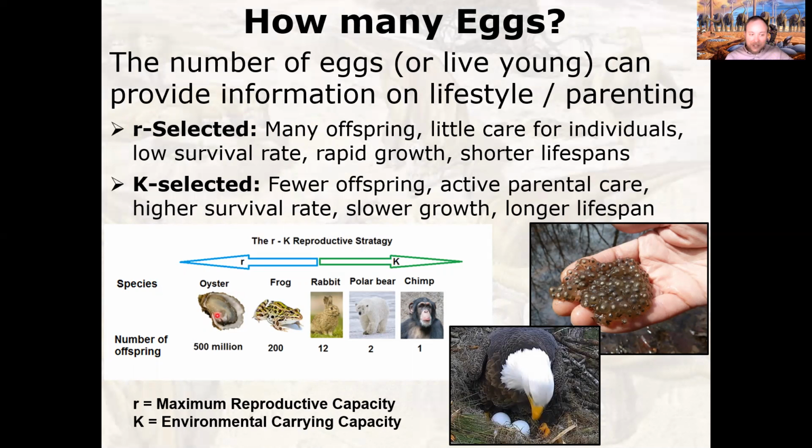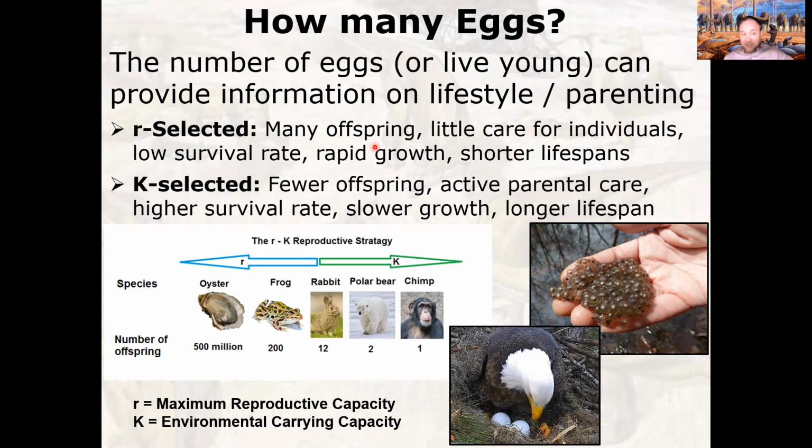So like an oyster, I think for a year, an oyster would produce 500 million offspring. But there's very little care for the individual offspring. There's a very low survival rate. And so most of them don't make it. So that's why they make so many. It's very unlikely that any one individual will survive.